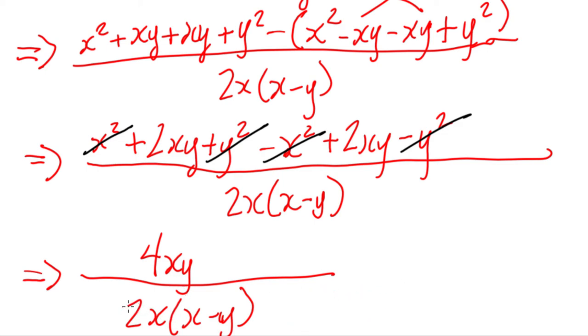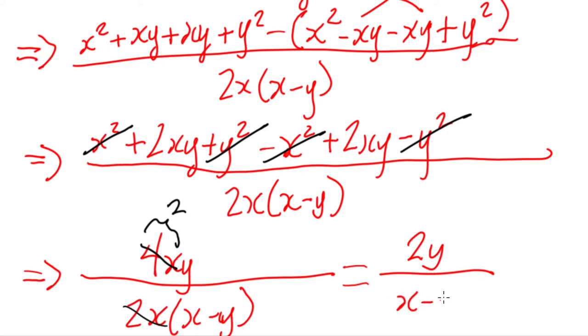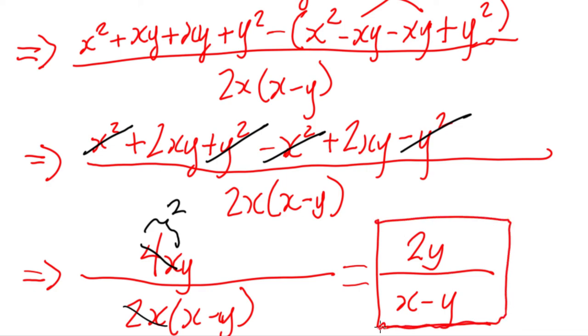As you can see, we can cancel the x and y here. We also cancel this x, and the 4 will just become 2. So therefore, our final answer is 2y all over x minus y. That's our final answer. A little bit off from our solution key there, as you can see if you have your copy. But that's our answer in simplified form, 2y all over x minus y.